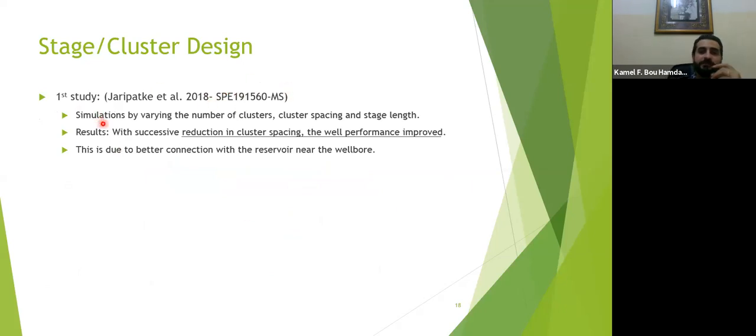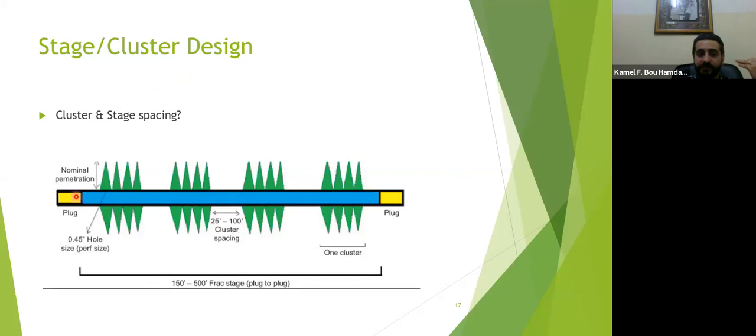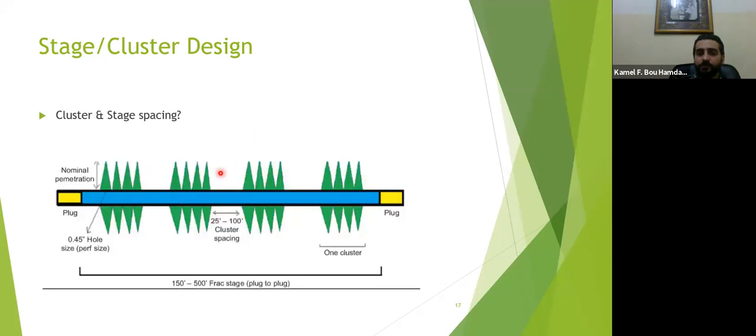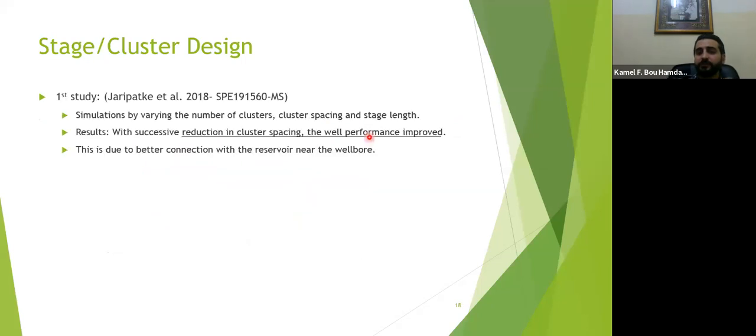It shows that they have done several simulations by changing the number of clusters, the cluster spacing, and the stage length. So they basically changed the number of clusters per stage. They changed the distance between every cluster, and they changed also the stage length. So what were the results? They found that with reduction in cluster spacing, we had an improved well performance. So as cluster spacing decreases, as those become closer to each other, we had a better or an improved well performance. And this was due to better connection with the reservoir. So our wellbore has more connection with the rock itself. It has more clusters, so it's better connected to the reservoir. So that was the first finding.